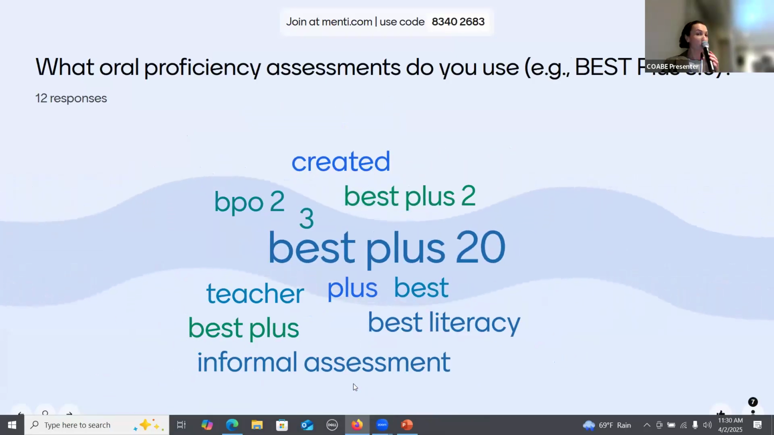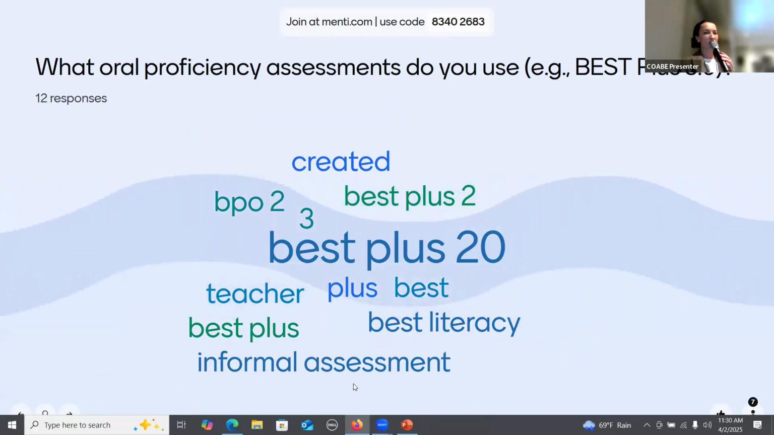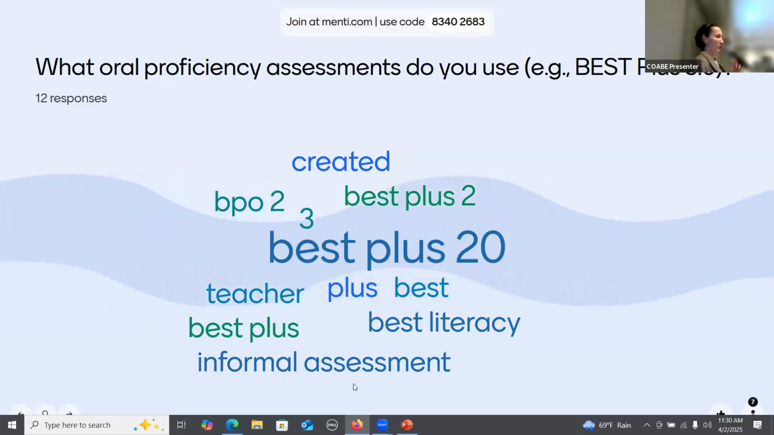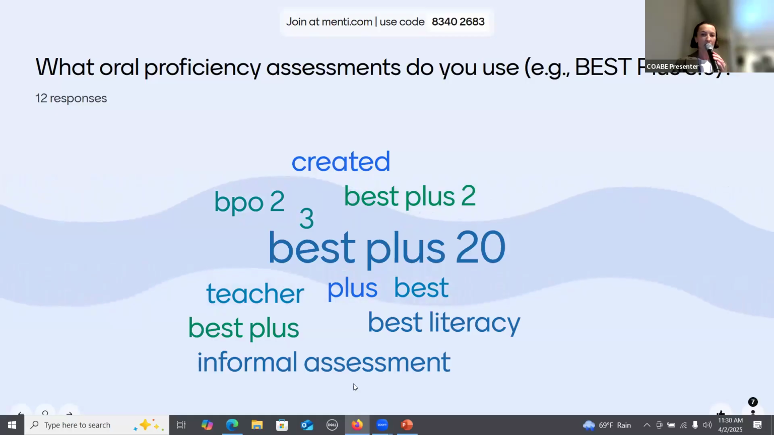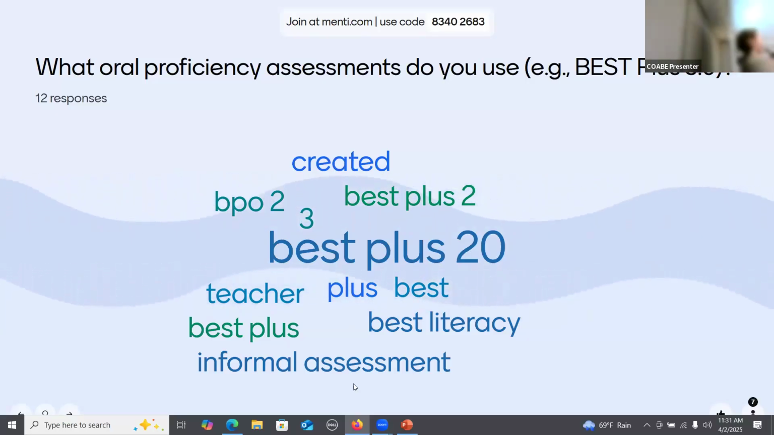Let's see what our next question is. We wanted to know, what oral proficiency assessments do you use? Maybe Best Plus? Some people do, in fact, use Best Plus 2.0. That's great to see. This is the predecessor to the assessment that we will be talking about today. Best Literacy is not an oral proficiency assessment, but it is an assessment of English language proficiency, just a reading and writing test. And Informal Assessment. Great, so just using your teacher judgment to figure out where students are. Great. Created. Is that a name of the test, or did somebody just mean that you create something on your own?